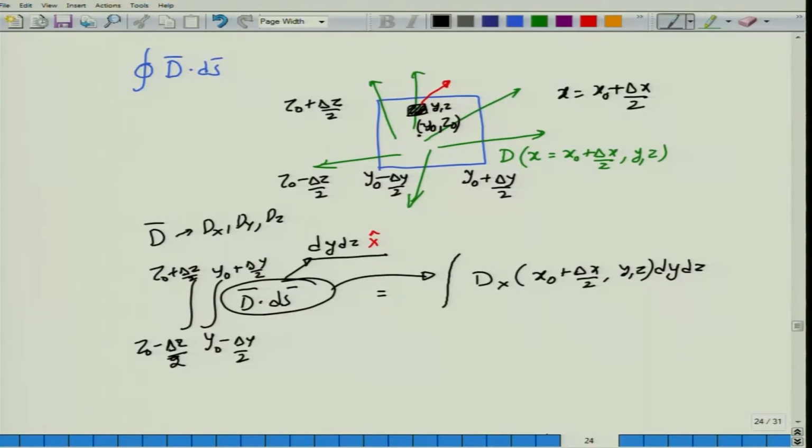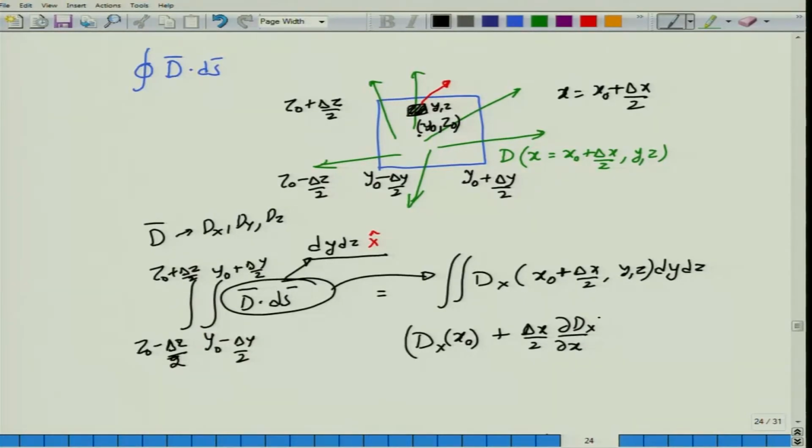I also know how to do this one, right? If I consider Dx as a Taylor series expansion, then I can write this as Dx at x naught plus some delta x by 2, which is the small displacement from x naught that you are looking at, and then there is a partial derivative del Dx by del x, right?